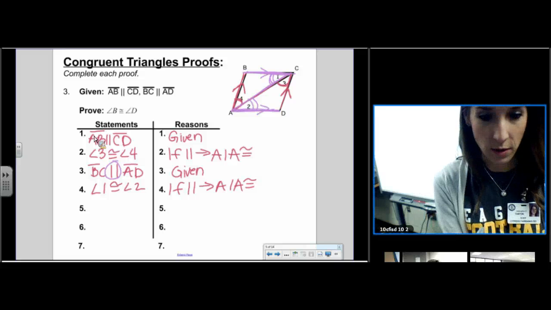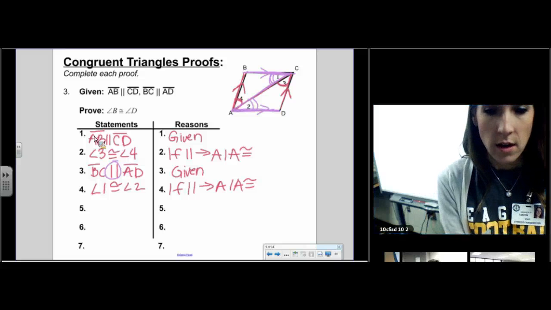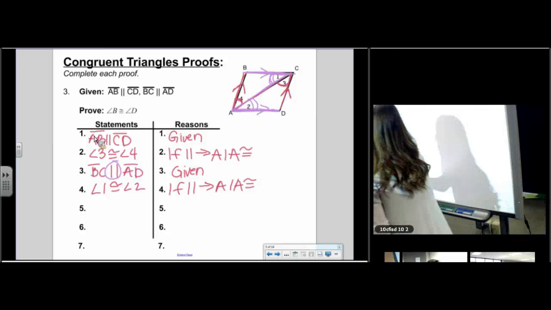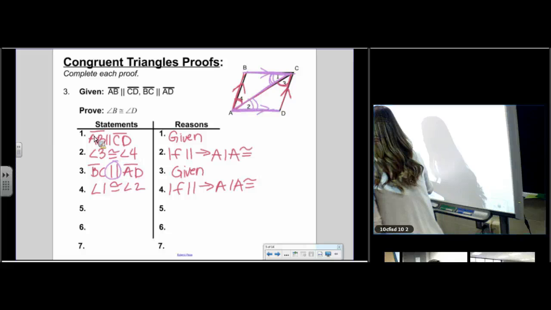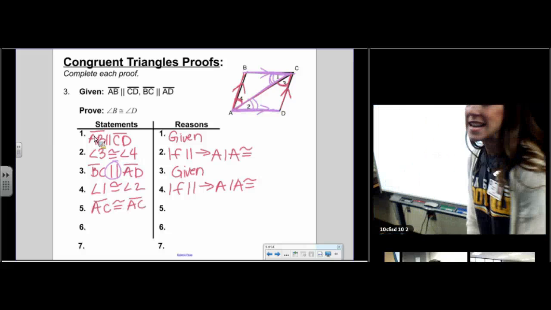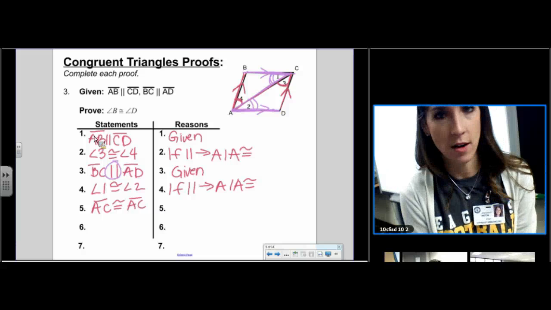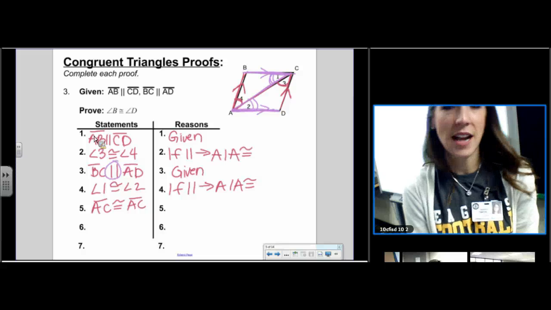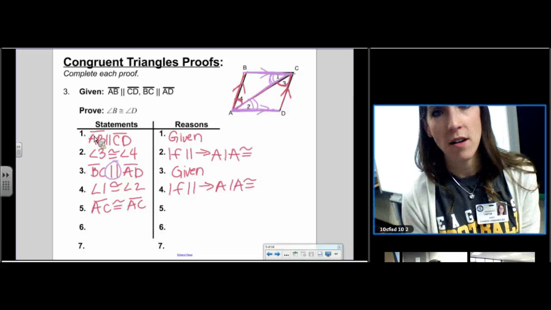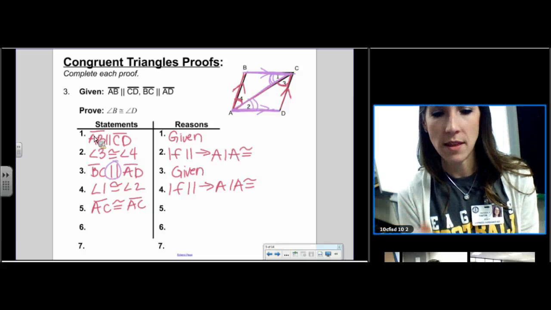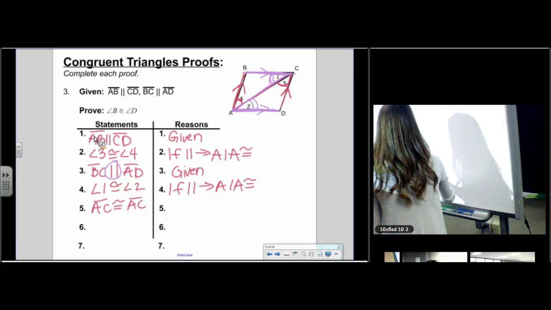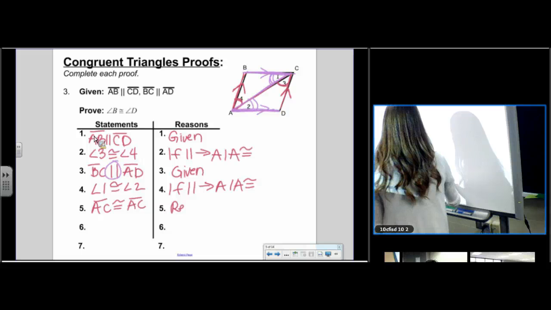Now we can do yours, Johan. Segment AC is congruent to segment AC. We never use the common segment theorem because I didn't even really go over that with y'all in class. We used to teach it, now we don't. Just cross that one out. You will never use the common segment theorem. What is number 5? Reflexive property. It's number 1 on your paper.